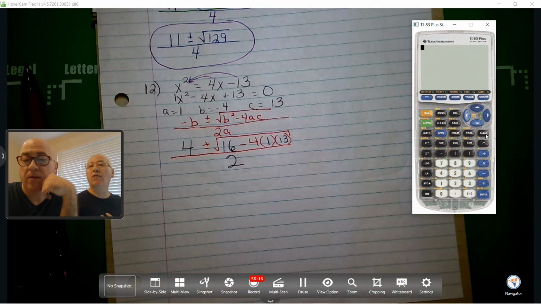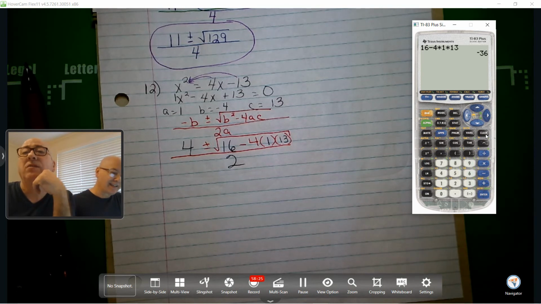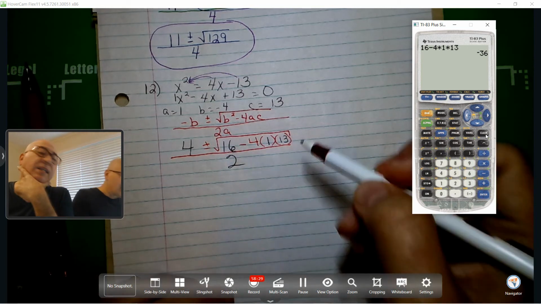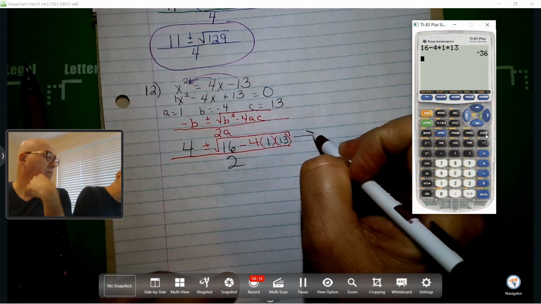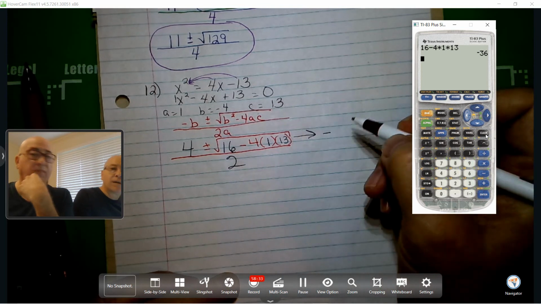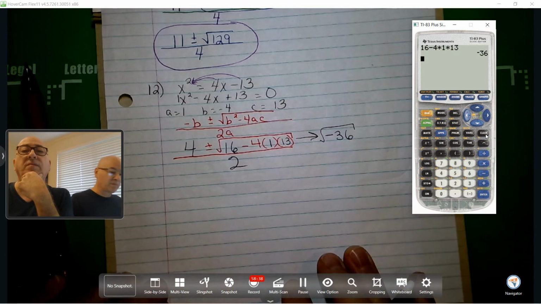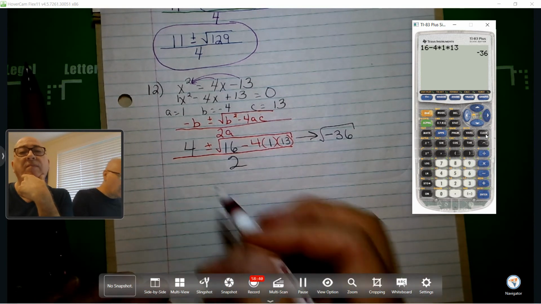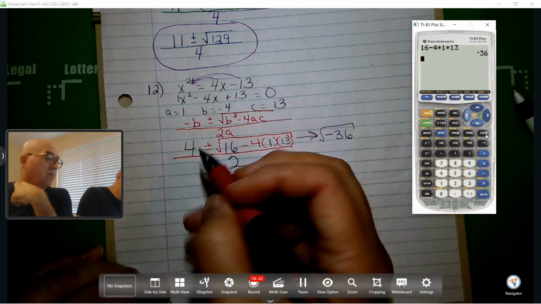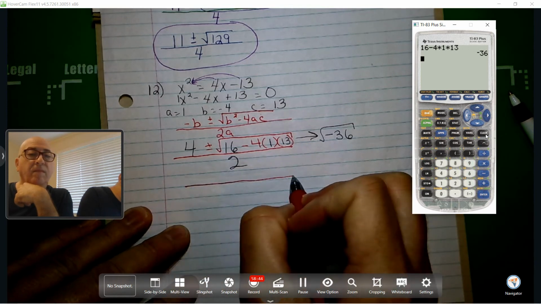Let me clear off all that. Okay. 16 minus 4 times 1 times 13. It's 16 minus 52, which is negative 36. So this thing here is the square root of a negative 36. So we have, here's my fraction bar.